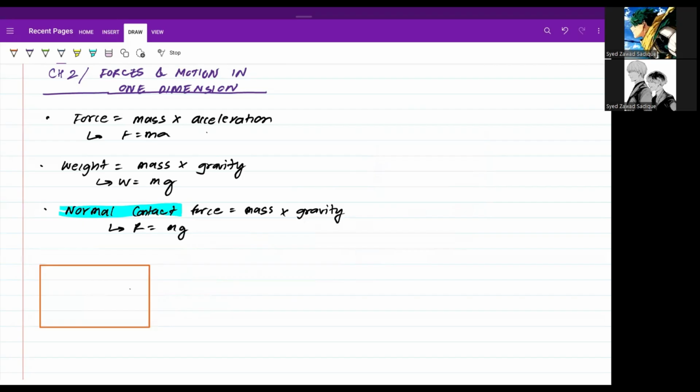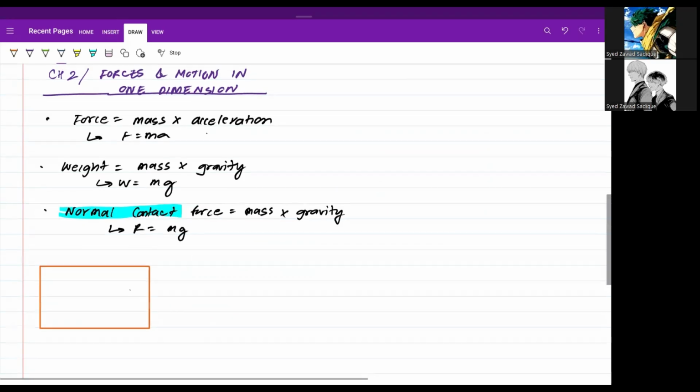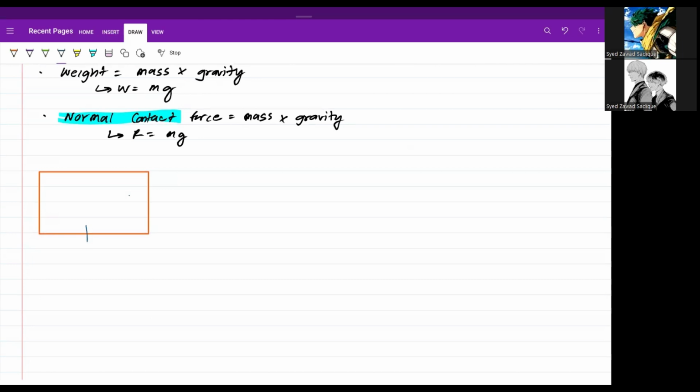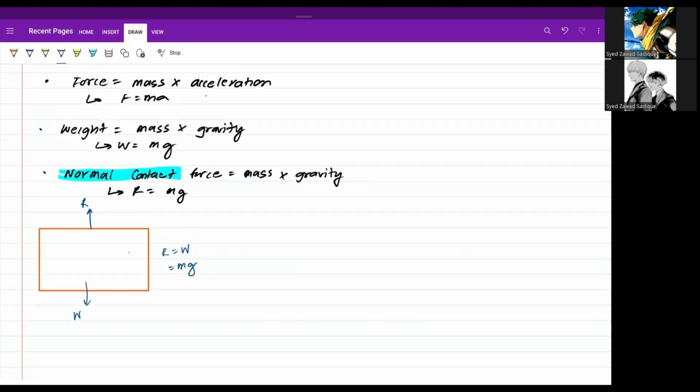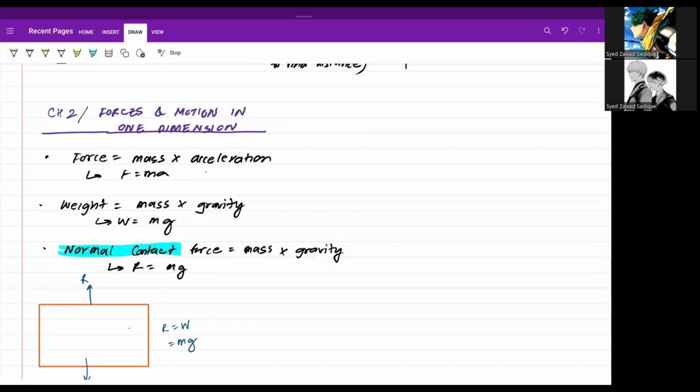Considering this is a box on a horizontal plane, as in a flat plane, if weight is working downwards, normal contact force, denoted as R, is working upwards. As the box is stationary, we can say R is equal to weight, which is equal to mg. However, do not think it is as simple as this because it does get complicated. Anyways, moving on.